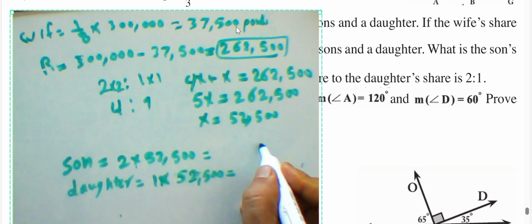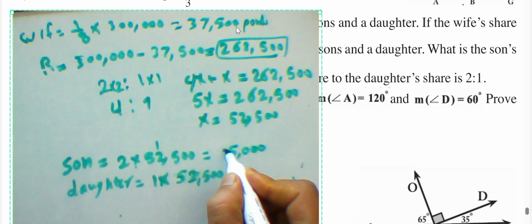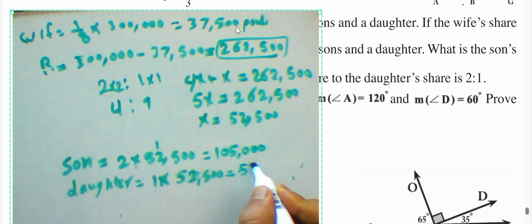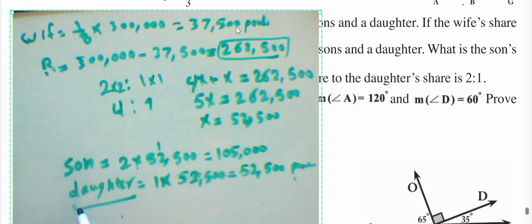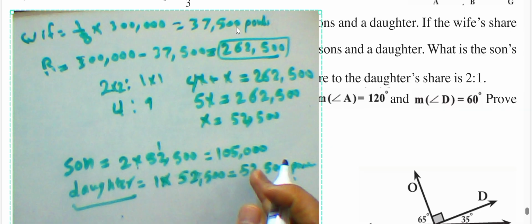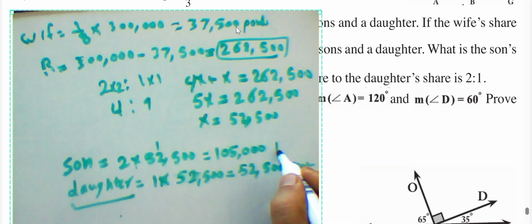2 times 0 equals 0. 2 times 5 is 10, 0, and carry up 1. 2 times 2 is 4 plus 1, 5. 2 times 5 is 10. And 52,500 pounds for each daughter. The daughter will take 52,500, and the son will take 105,000 pounds.